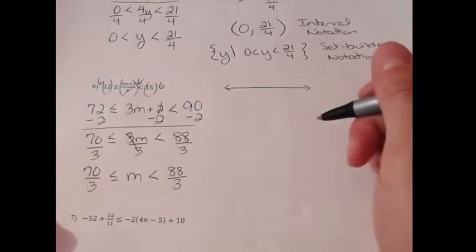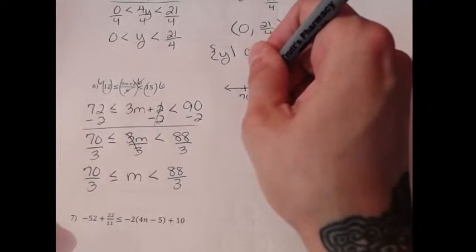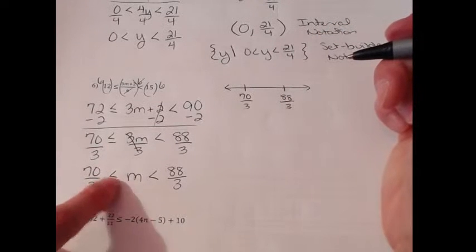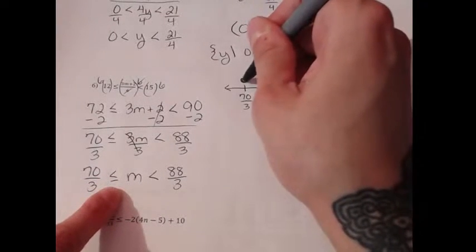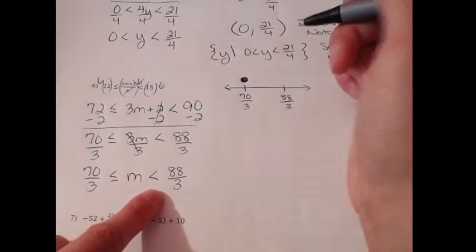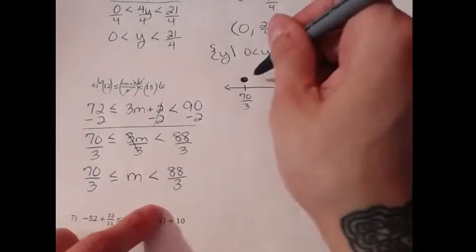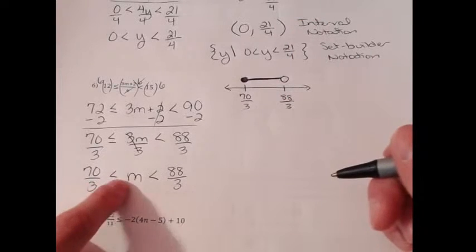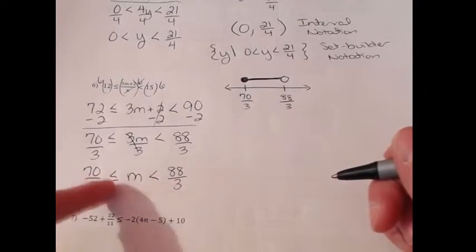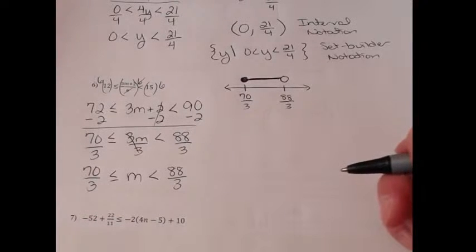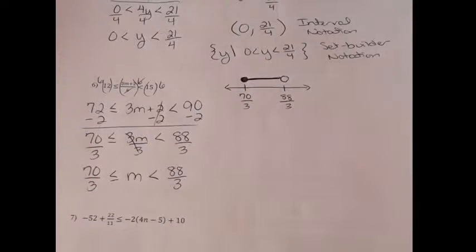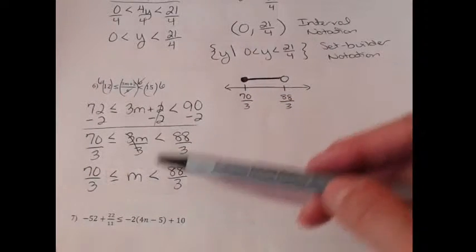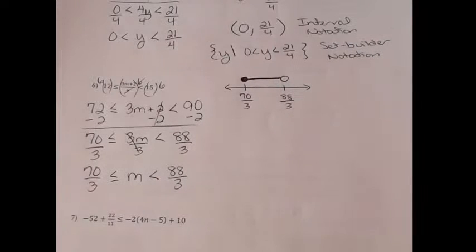Next, I am ready to write my solution on a number line. So I have 70 over 3 to the left, 88 over 3 to the right. 70 over 3 is less than or equal to m, so definitely a closed circle here. And m is less than 88/3, so an open circle here. And we know from experience that we're shading right in the center. If these inequality symbols were facing the other direction, then we'd have to do some real analysis here, right? Then we have to think about it, break it down, and figure out what it actually says. But because we are familiar with this order, 70/3 is less than or equal to m, which is less than 88/3, we know it's right in the center.